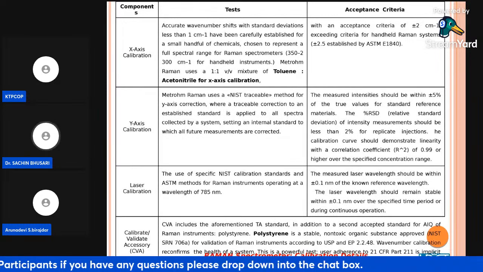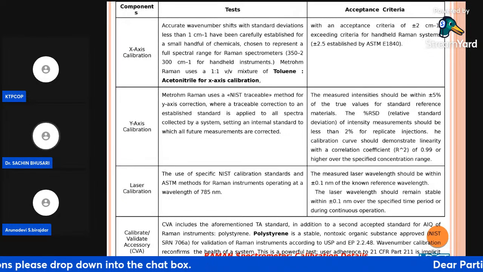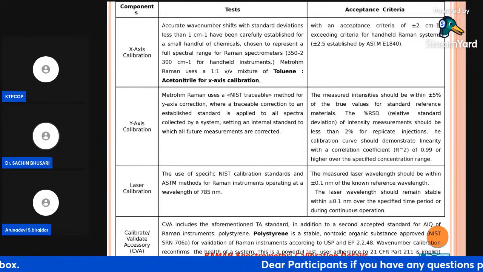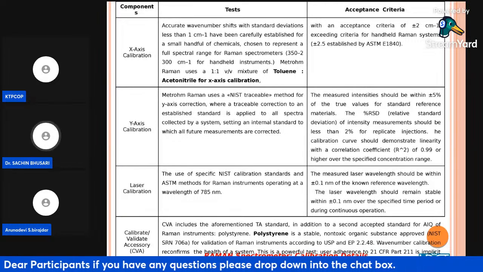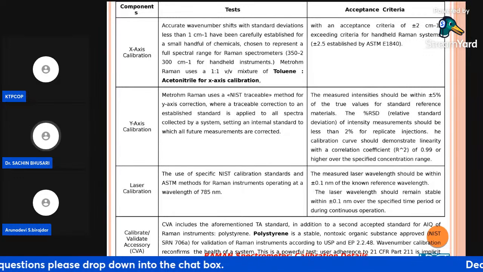For the student purpose specifically, I have highlighted some of the key points in this instrument validation. There might be some questions from the interview point of view, wherein what standards are used. So purposely I wrote them there. For Raman, you can use polystyrene, you can have these solutions, and you can recalibrate your instrument.